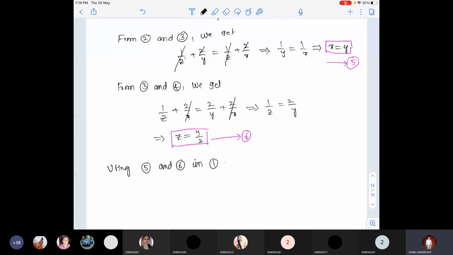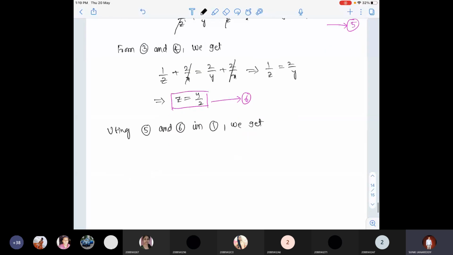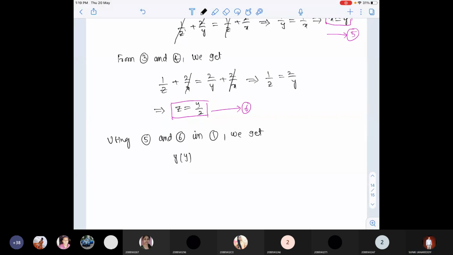What can we get, Nana? Tell me, what is equation number 1? xyz is equal to 32. So x is equal to what, Nana? Y. Here don't change y, y is equal to y only. Here z is equal to what, Nana? From equation number 6, z is equal to what? Are you getting or not? Y by 2. Now that one is equal to 32. That implies y cube is equal to how much? 64.